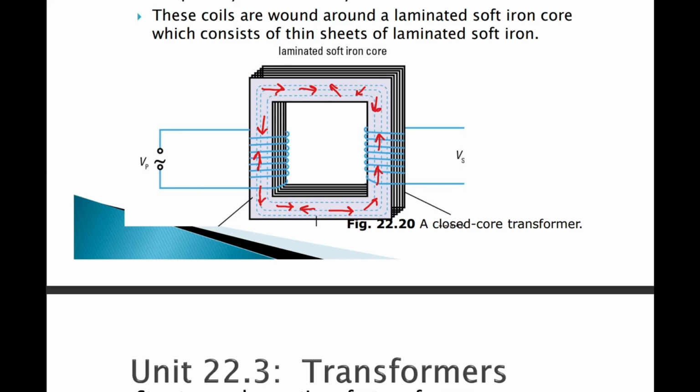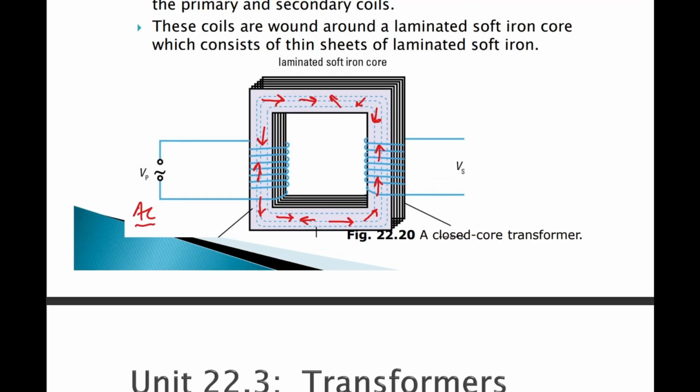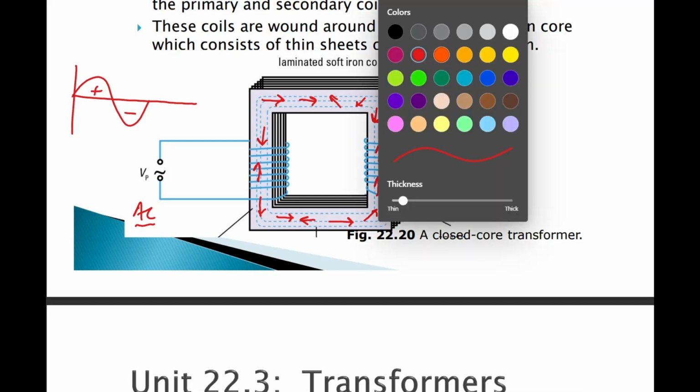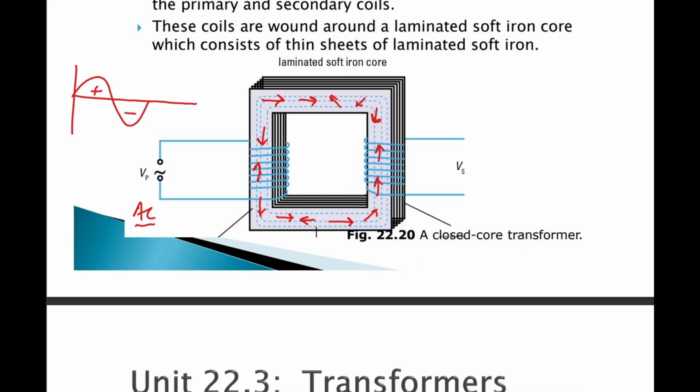Now, when we apply, and be careful, we are applying an AC current. We are deliberately applying an AC current. Why we are doing that, we'll get to that later. So when we are applying an alternating voltage on the input side, it is called the primary side, always.